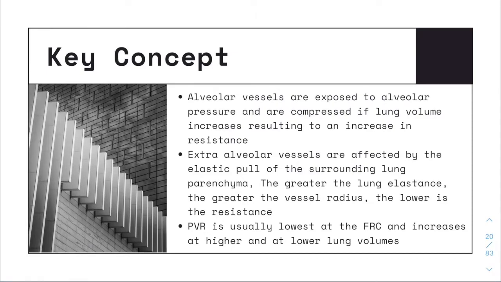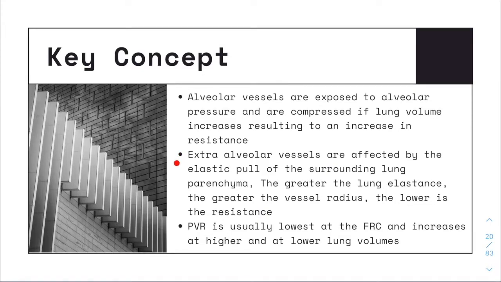Alright, so let's try to review what we have discussed from the past few minutes. You have two types of vessels. Your alveolar vessels are exposed to your alveolar pressure and are compressed if lung volume increases, resulting in an increase in resistance. Remember, the length of the tube is directly proportional to resistance, while radius is indirectly proportional to your resistance.